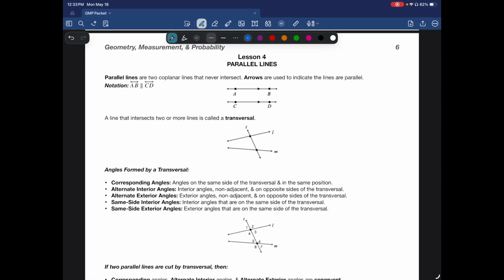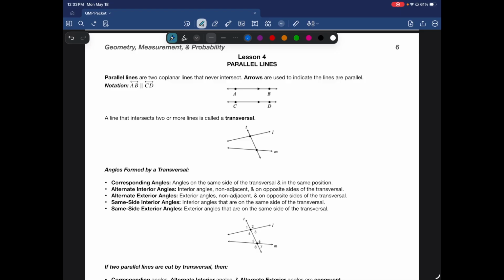All right, guys, lesson 4, we're going to talk about parallel lines. This is one of the key features of geometry. Again, parallel lines are two coplanar lines that never intersect. So they have to be in the same plane and they have to never intersect.